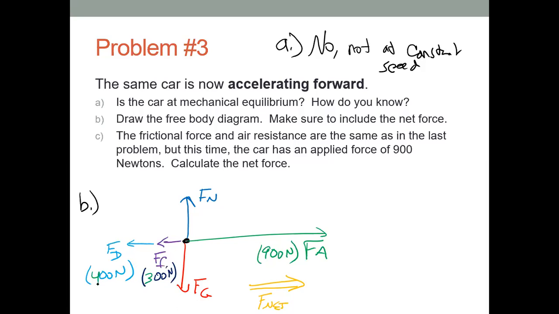Okay. All right, so yeah, 900 minus 300 minus 400 should be a net force of 200 newtons. So that's my answer to part C, right? Net force is 200 newtons, right?